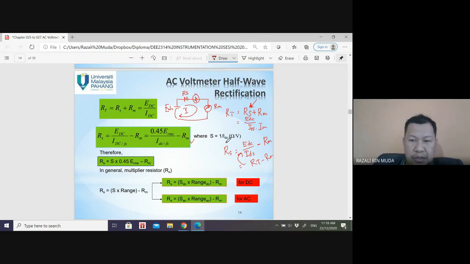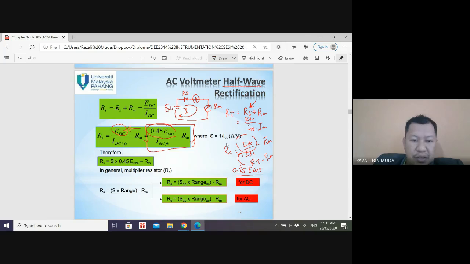Okay, but in this case, for a half wave rectifier, EDC is equal to 0.45 ERMS. So the equation becomes like this. This part is 45% of this.